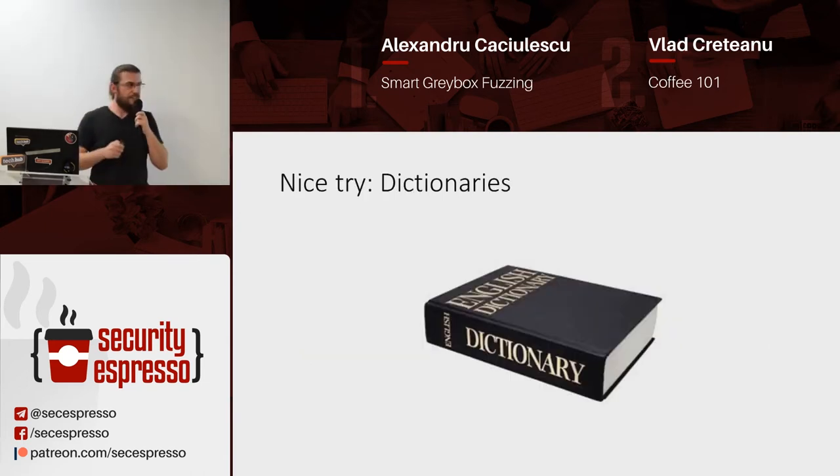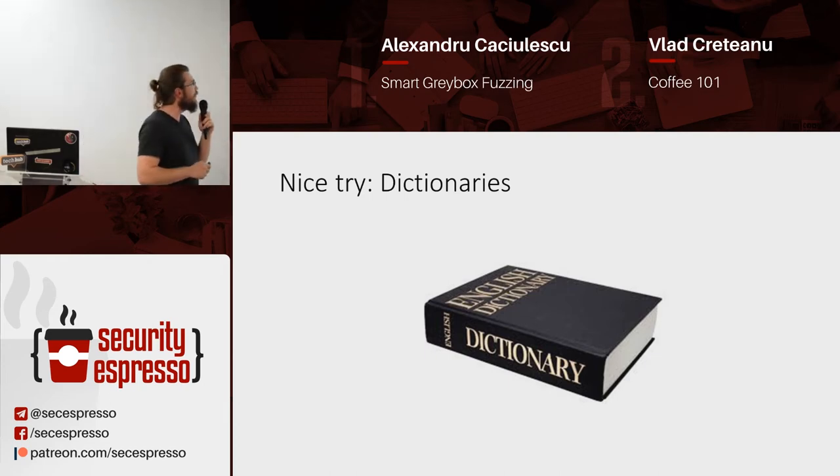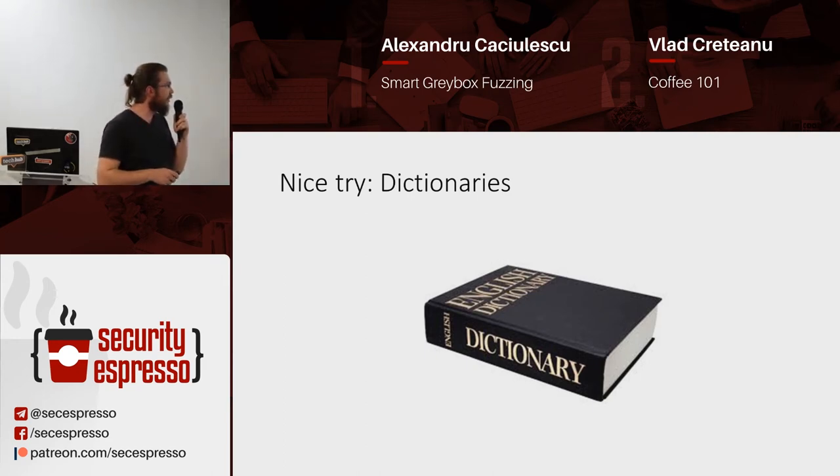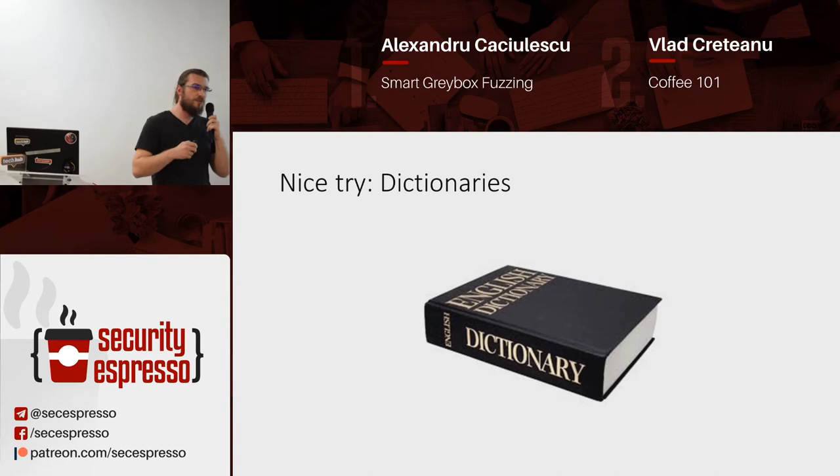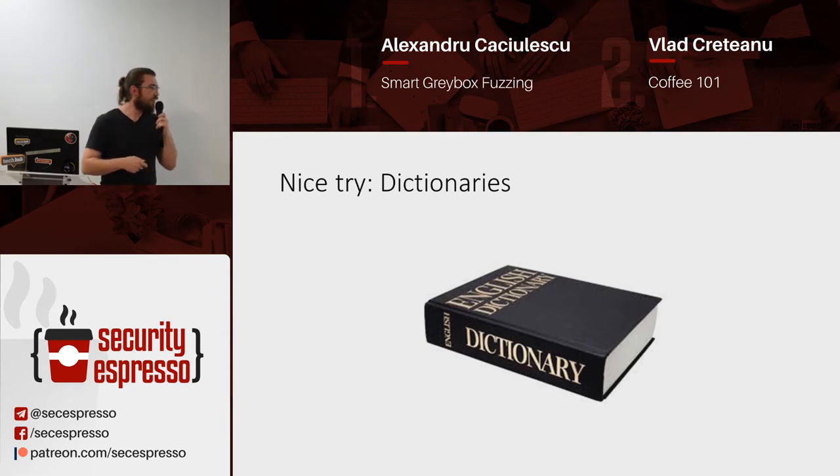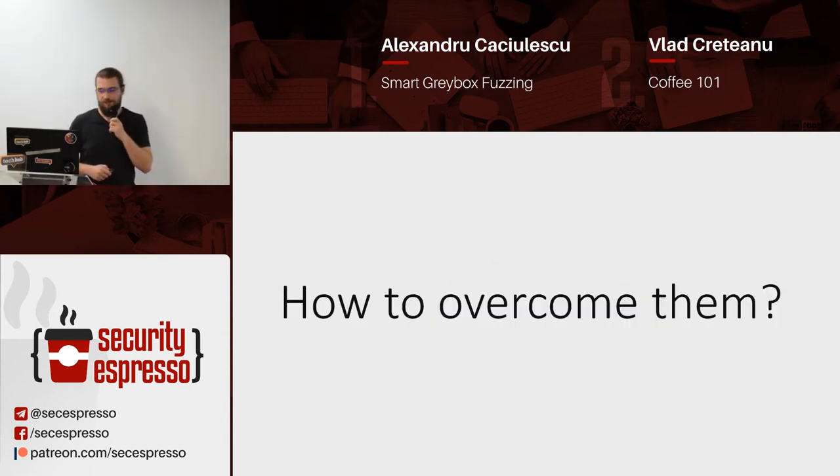Now, he had a nice idea to actually try and cheat a bit. They introduced something called dictionaries. So dictionaries are like a file of magic words and sequences of bytes that you know in advance, and you can say to the fuzzer, how about you use these magic words and add them in your input seeds? It can actually help a lot for simpler parsers, but it can't handle very complex stuff. But it's a nice attempt. It actually does improve things.